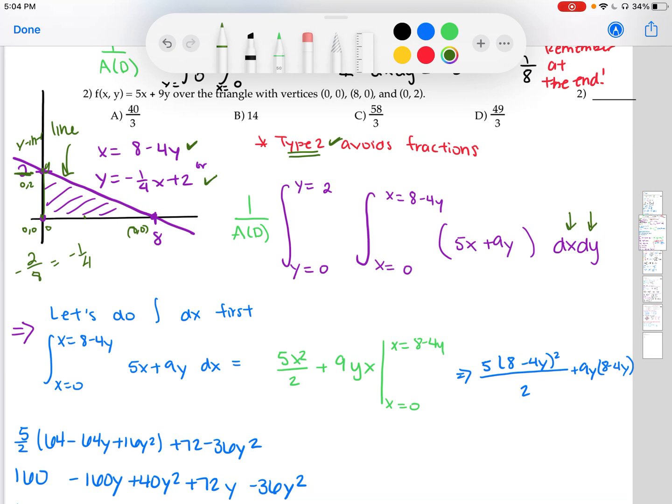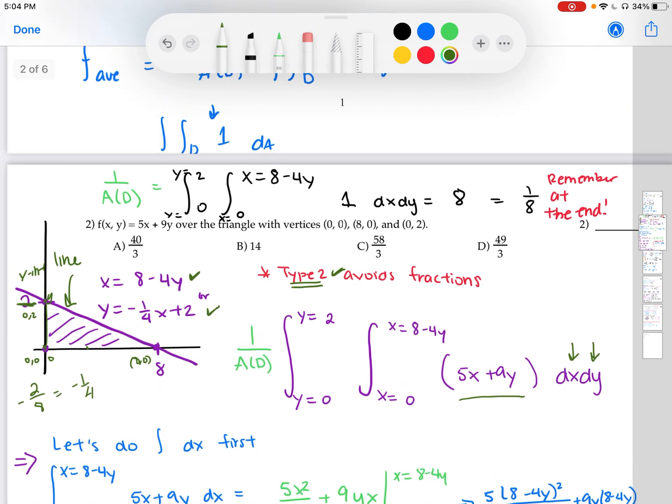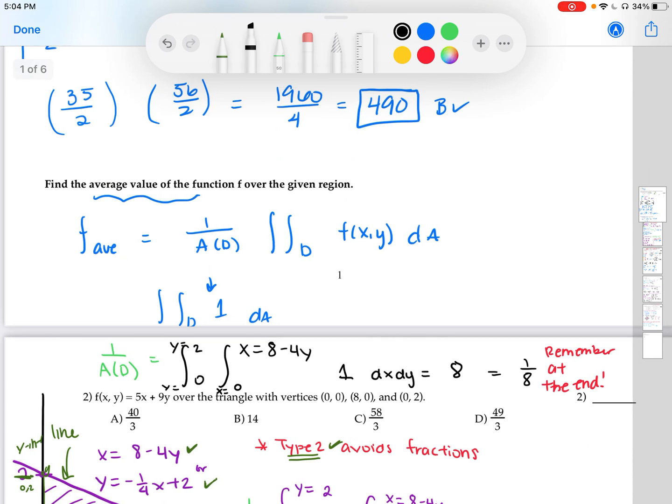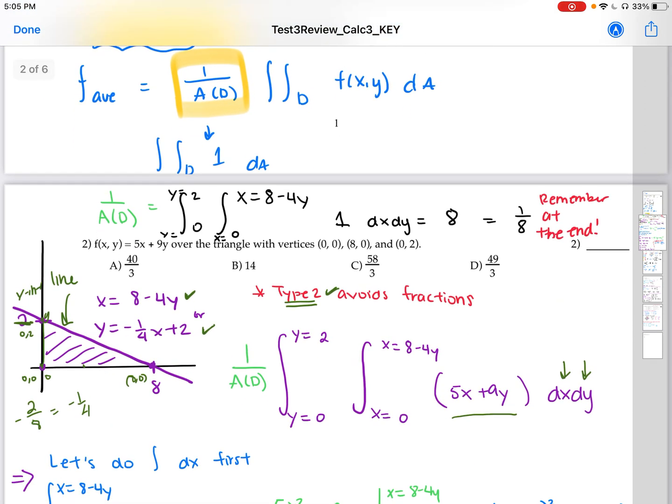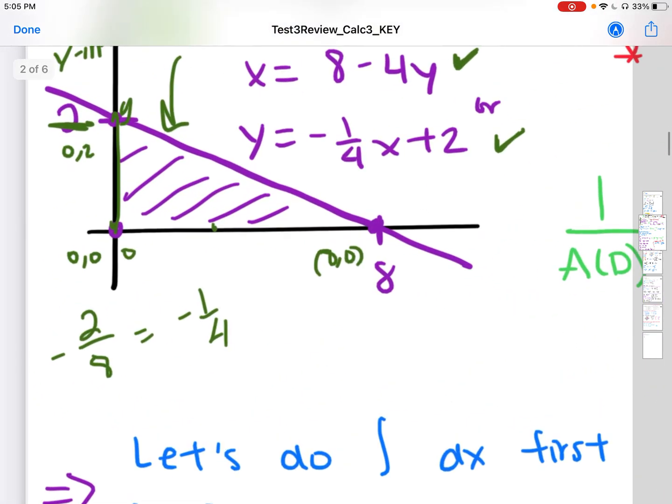Okay, once we have set up our bounds based on our image, we can go ahead and integrate on our function f of x comma y, which is 5x plus 9y. Now, be very careful of your instructions so you don't go crazy. It's asking for the average value of the function. Your formula says you have to find your area and write 1 over your area. To find your area, you integrate over your same bounds the function 1. You should get 8. So since we want 1 over your area, you get 1 over 8. Or you can just find the area of your triangle.